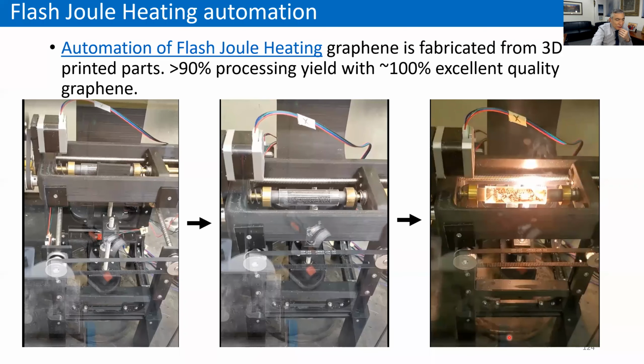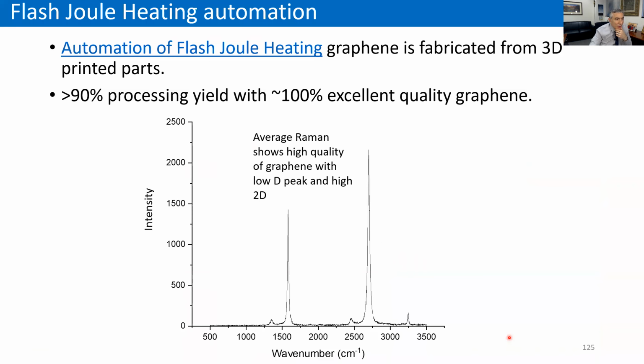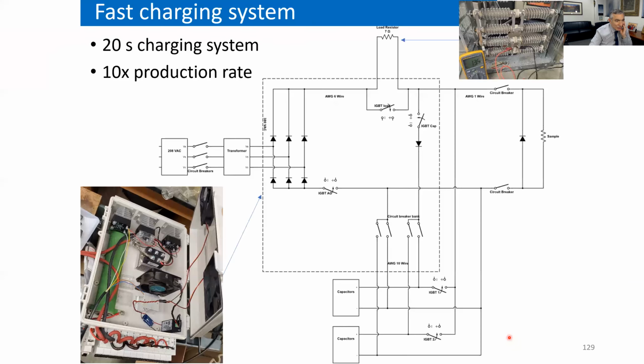And so that just repeats over and over again. This takes about 2.5 minutes to charge up the capacitors. That's the slow step, so we're fixing that now. But you get very high quality graphene out of this, and this is bulk turbostratic graphene.